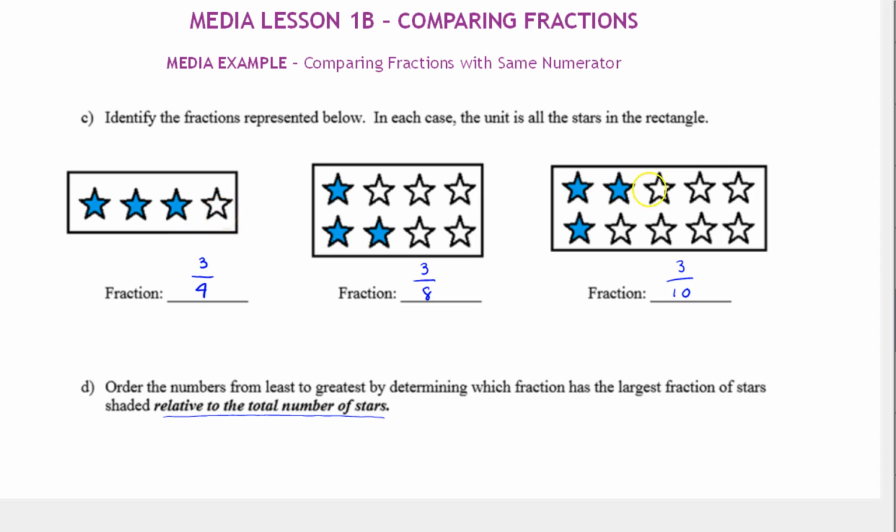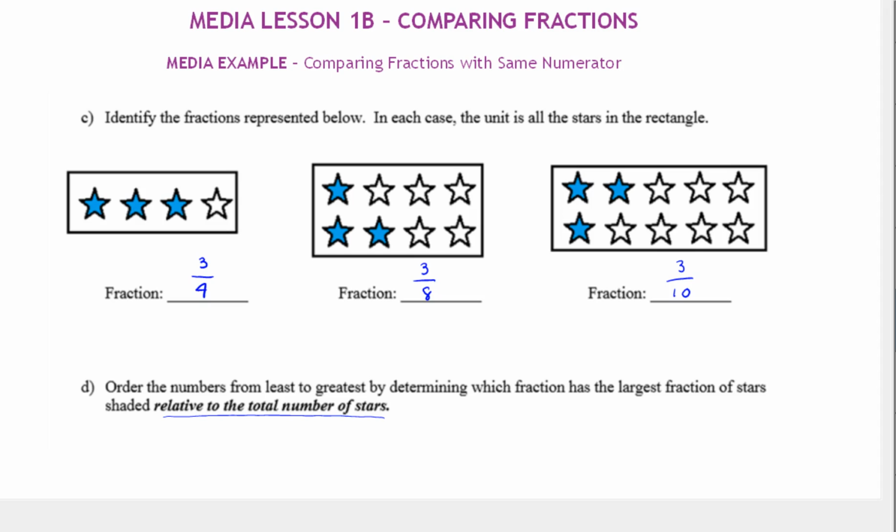And then finally, here your friend has 10 stars. 10 million, they give you 3 million. Okay, still a great friend. We're not going to give up this friend for anything. But compared to the total amount the friend has, this would be the smallest relative amount.